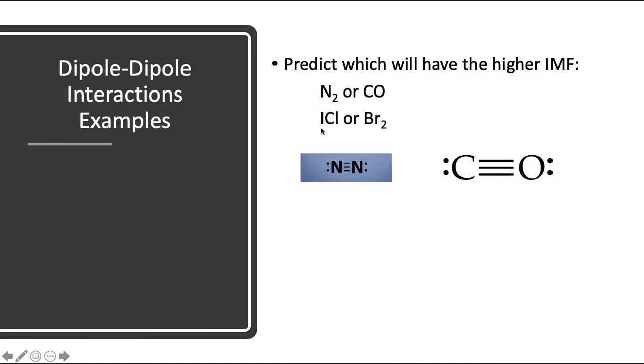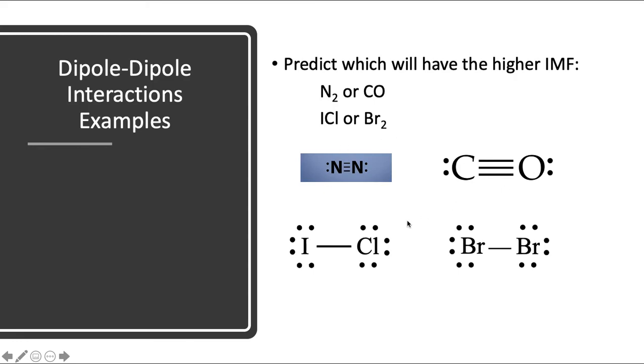Let's look at this example, ICl or Br2. Once again, let's look at their connection. ICl, here's the Lewis-Dawes structure, and here's the bromine.